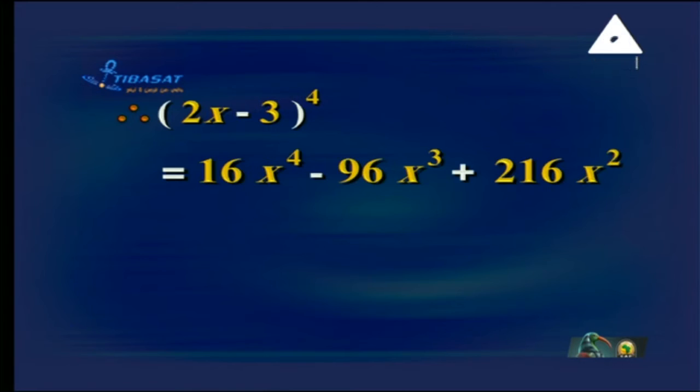Then we deduce that (2x minus 3)^4 equals 16x^4 minus 96x^3 plus 216x^2 negative 216x plus 81. 5 terms.